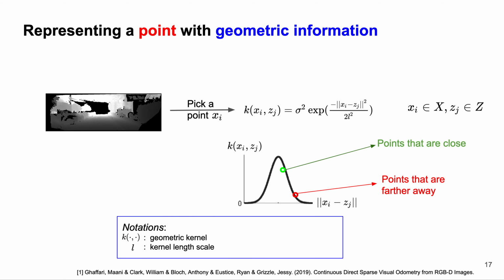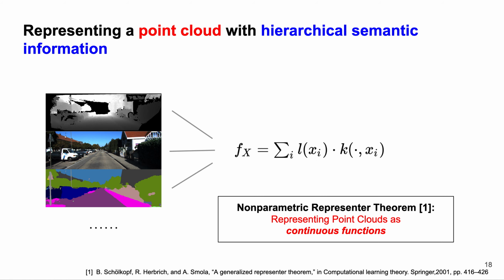Besides the hierarchical semantic information, we also encode the geometric information with a squared exponential kernel. This kernel will have larger values for points that are close and very, very small values for points that are far away. So we do this for all the points, and we obtain a function representation for the entire point cloud, f(x). It is essentially a weighted sum of geometric kernels, while the weights are the labels.